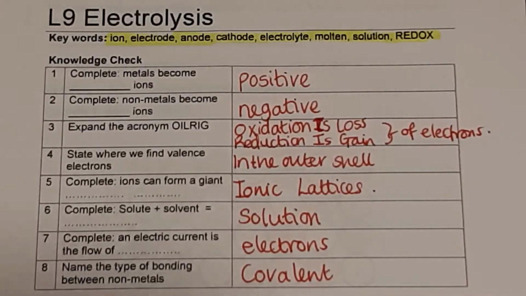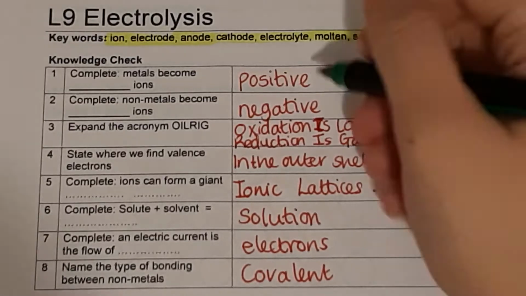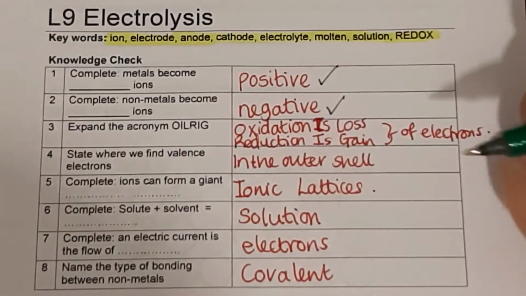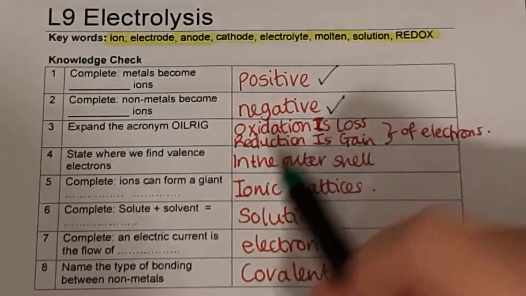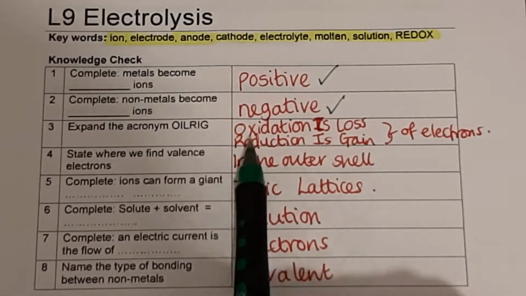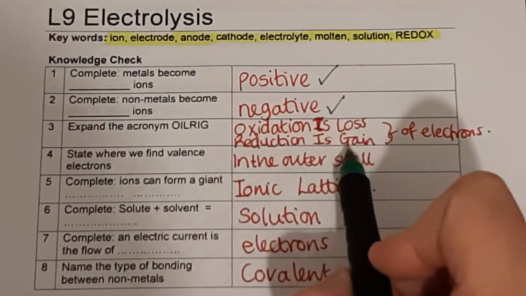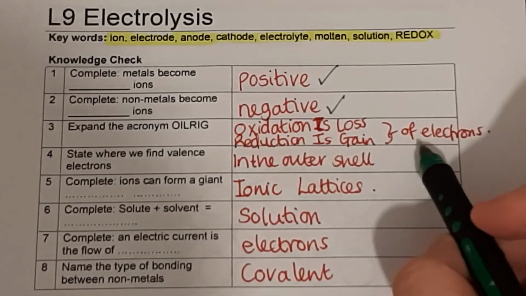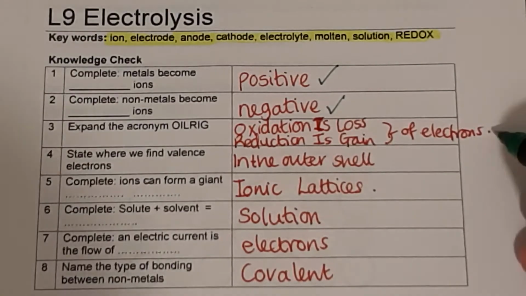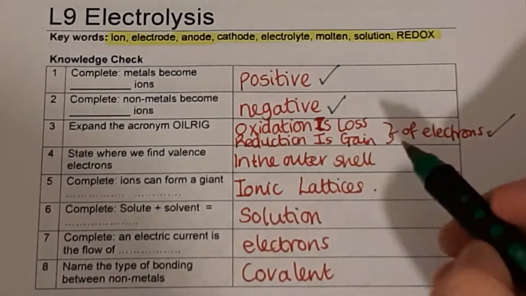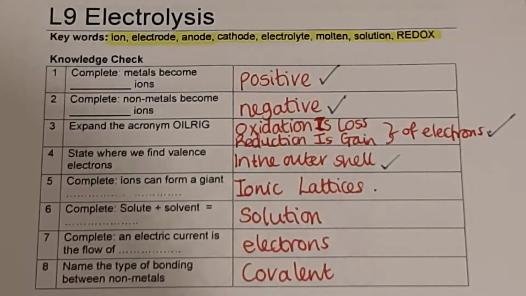So let's go through those. Question 1. Metals become positive ions because they lose their electron. Non-metals become negative ions because they gain electrons. Expand the acronym OILRIG. Oxidation is loss, reduction is gain, of electrons for those. State where we find valence electrons. Well, in the outer shell of the atom.